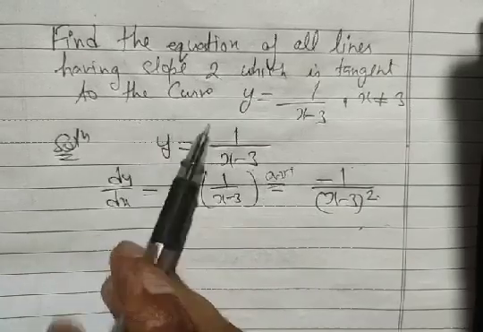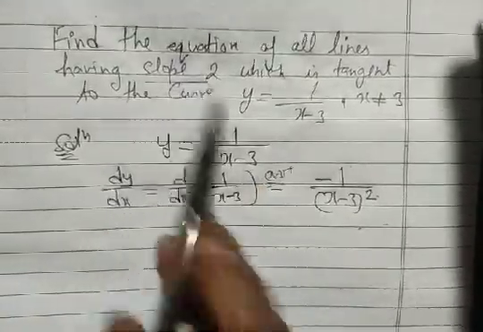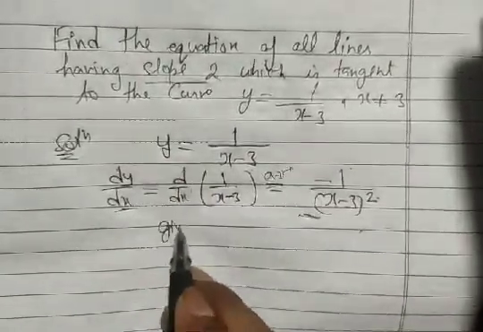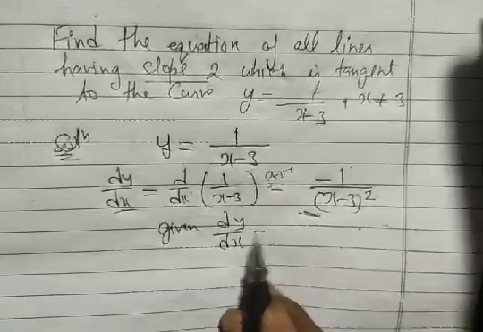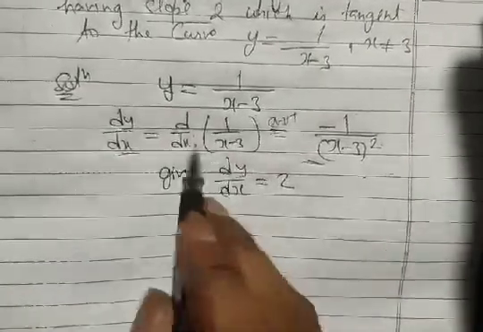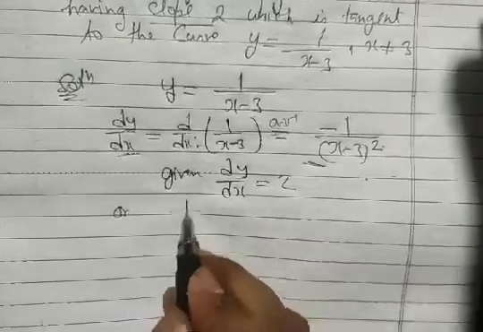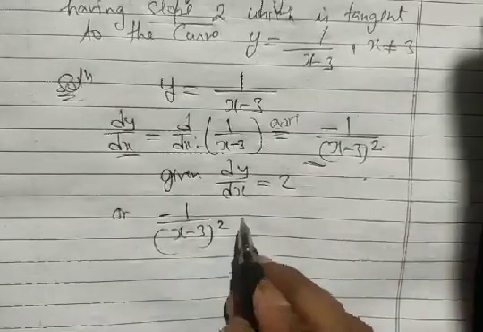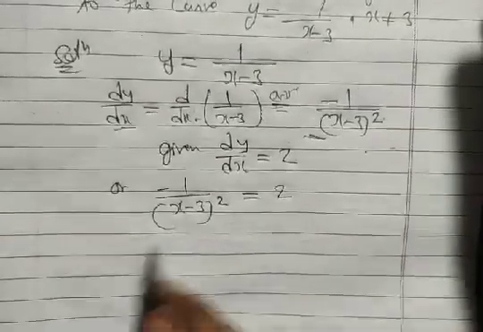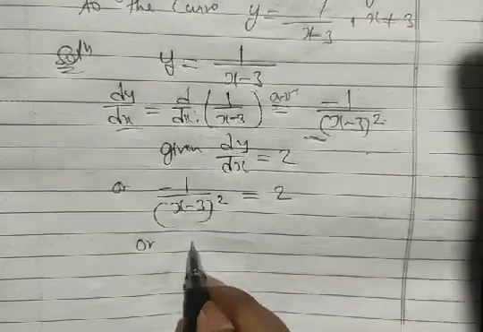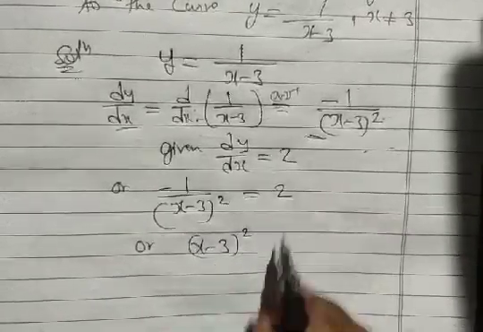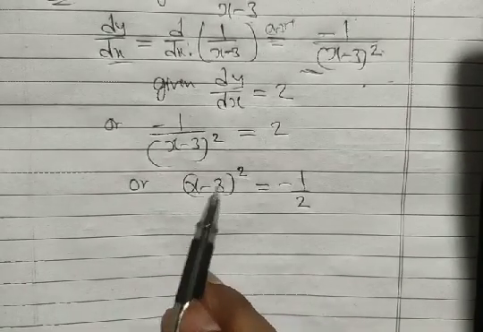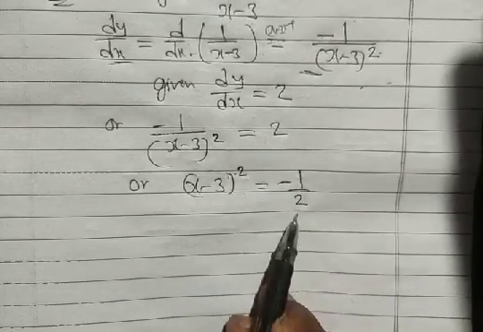Now what is given in the problem? Find the equation of all lines having slope 2. This is our dy/dx, our slope. It is given that the value of dy/dx equals 2. Then we equate: minus 1 upon (x minus 3) whole square equal to 2. Shifting the terms, we can write (x minus 3) whole square equal to minus 1 by 2.